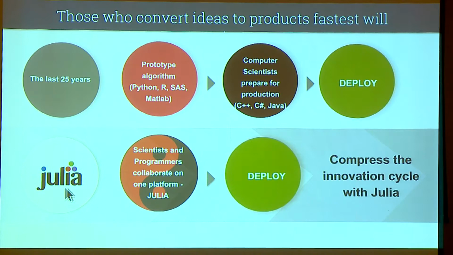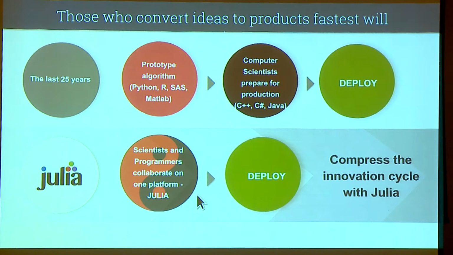Julia solves this problem by just being easy to use and at the same time as fast as C or C++ or Java. It might be hard to believe that it's both easy to use and fast like the low level languages, but I will show you how and why it is so. This basically converges the programmer and the scientist into one entity.